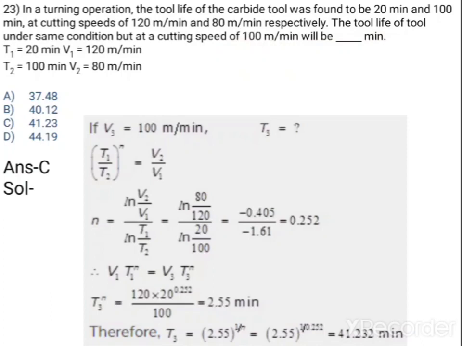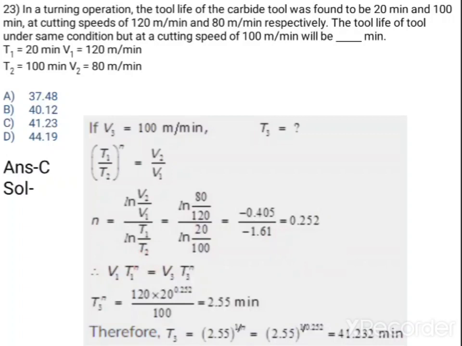From that we first have to find out (T1 by T2) raised to n is equal to V2 by V1. If you solve for n, that is nothing but the log of V2 by V1 divided by the log of T1 by T2. From that calculation, just put ln(80/120) divided by ln(20/100), because T1 value is 20, T2 value is 100. You will get one ratio, and that ratio is nothing but 0.252.